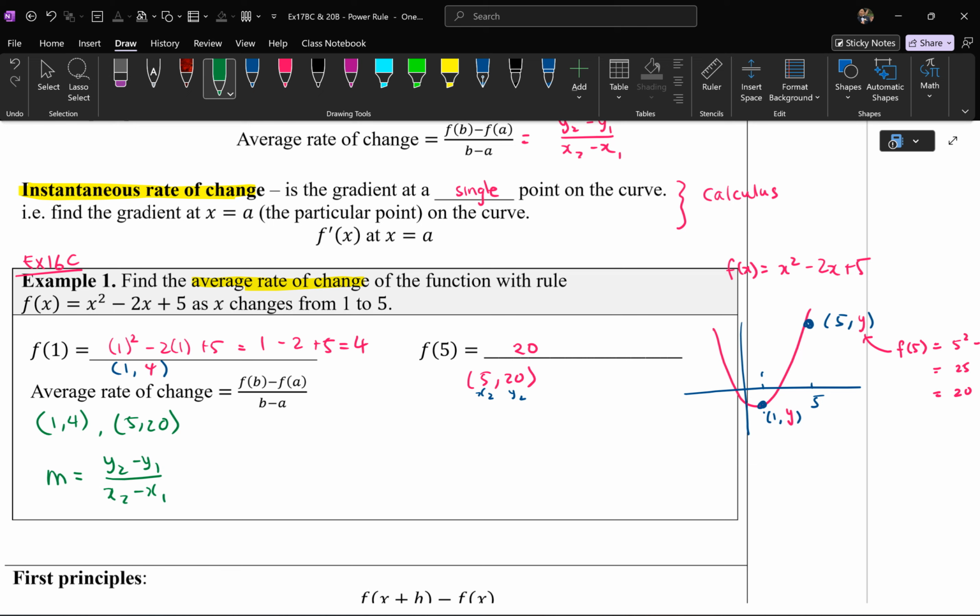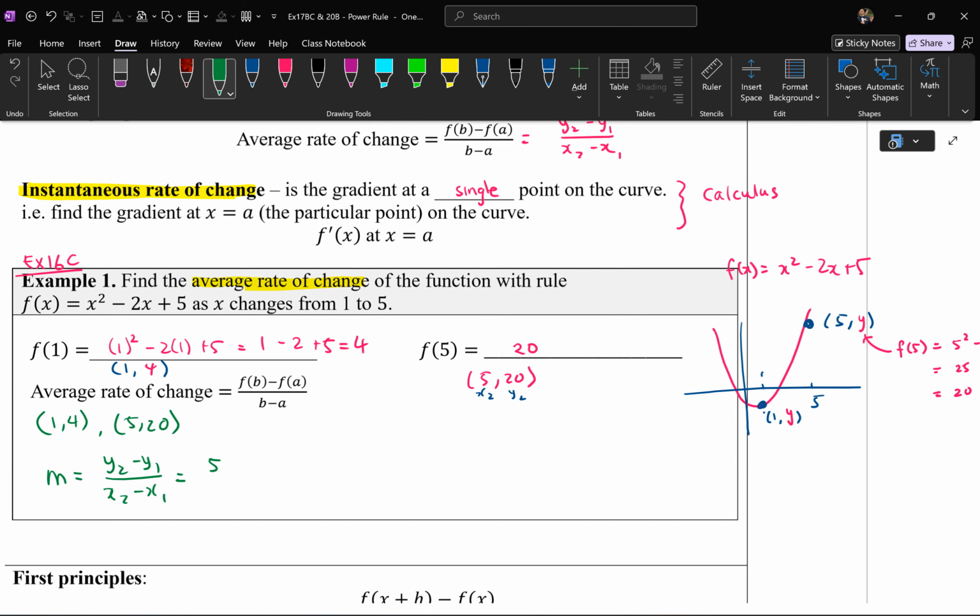See, f of b was this one, 5, take away f of a, which is 4. So that's just y2 minus y1. And then b minus a, isn't that just 5 take away 1, which is your x values? So 5 take away 1 is x2 minus x1. So this is what you saw in year 9. This is what we're writing in year 11. Same thing, they just look different. So answering the question, here we go.